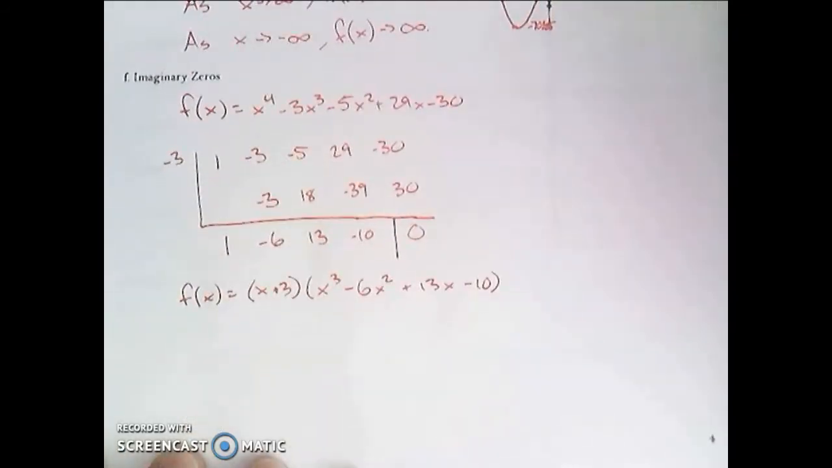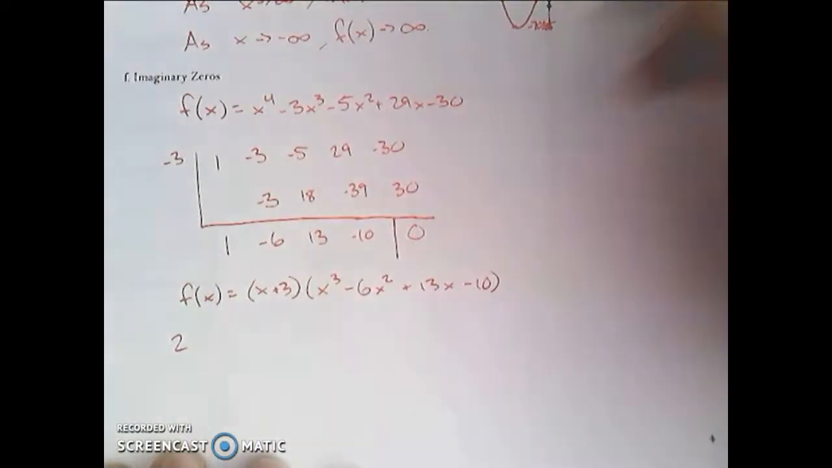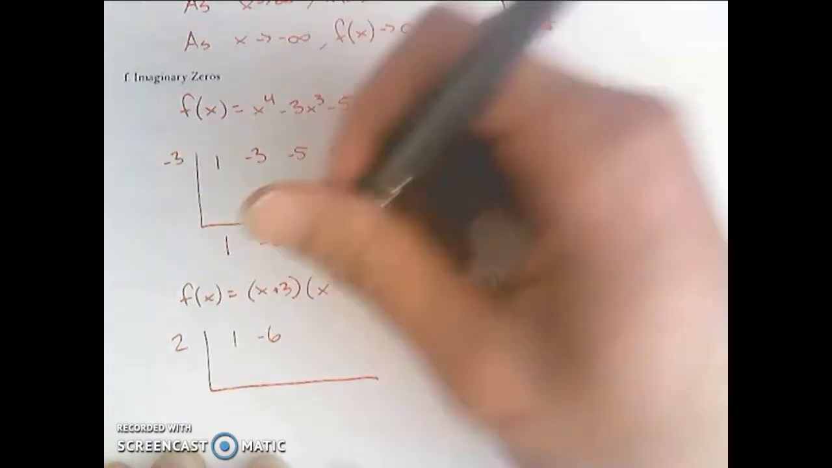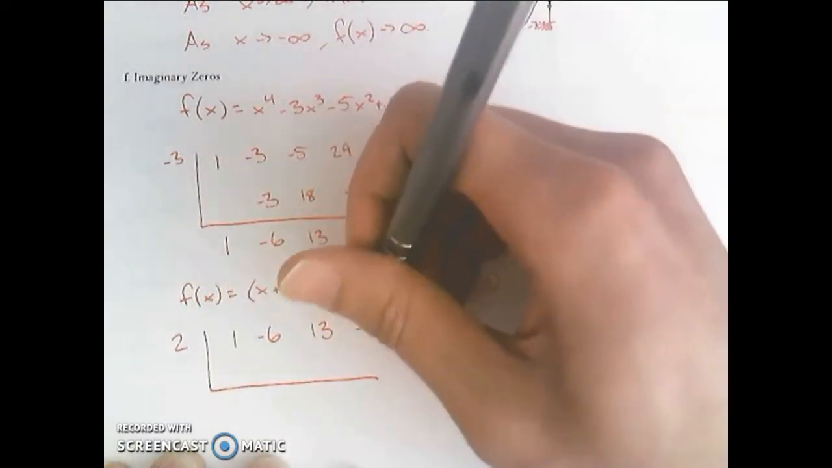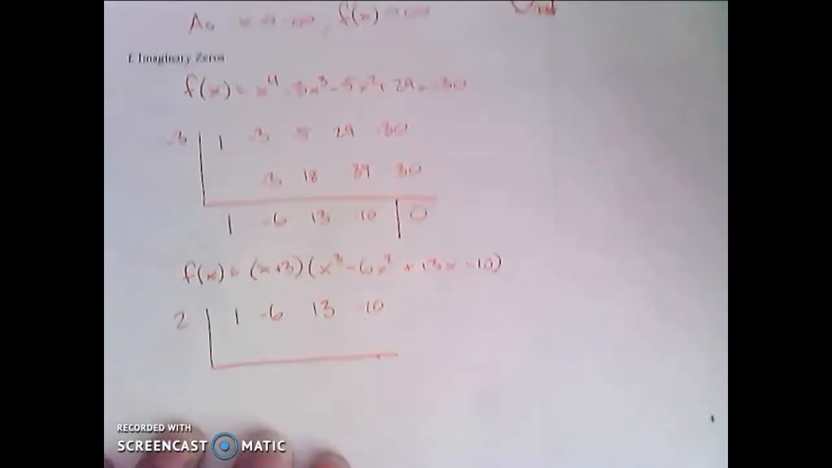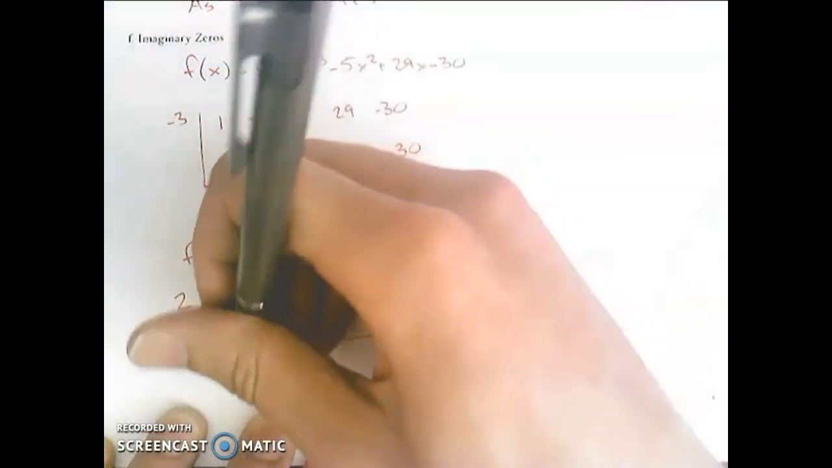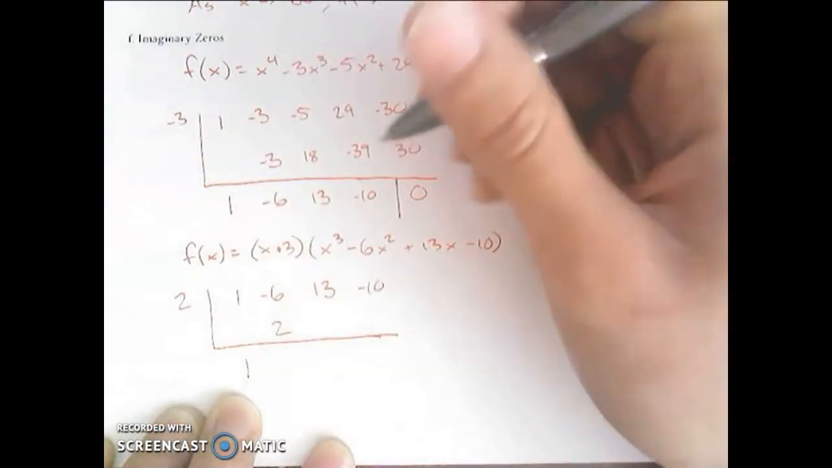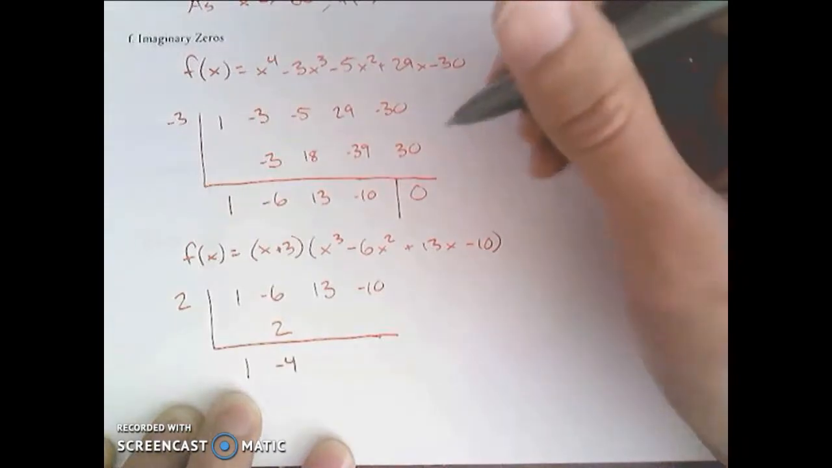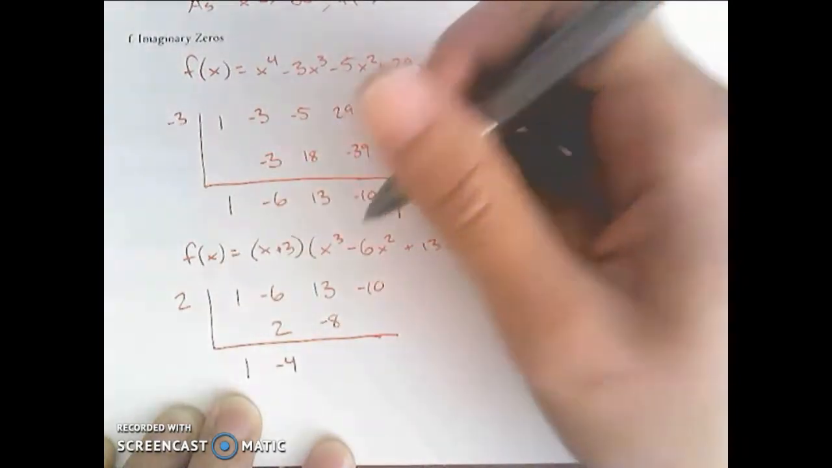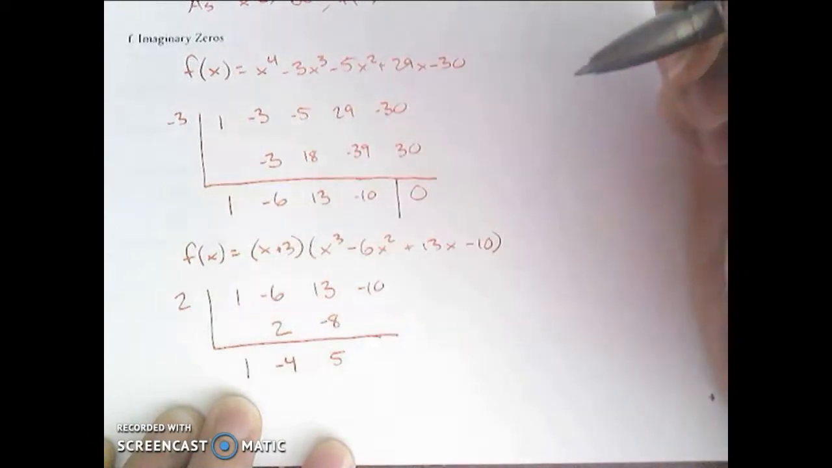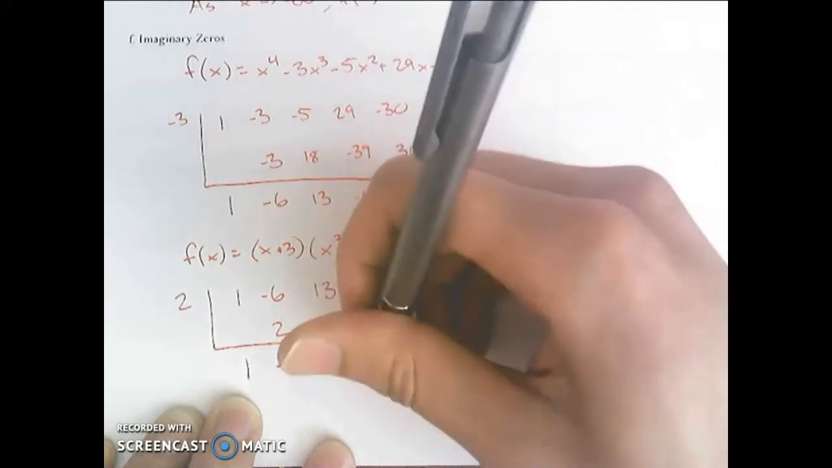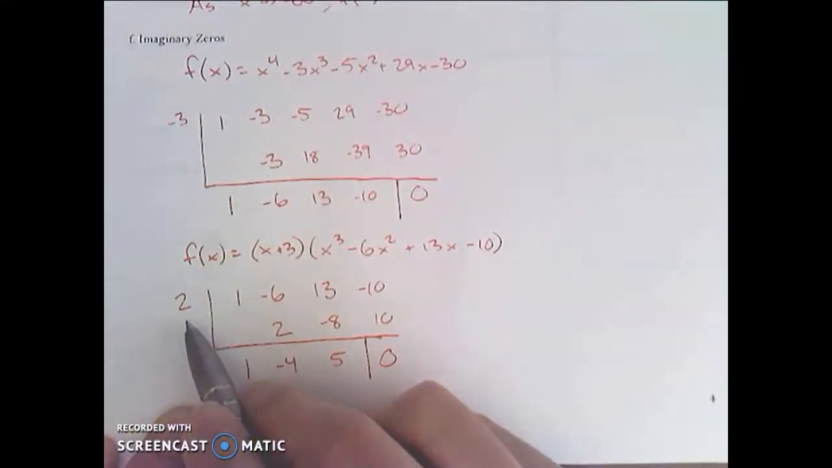We've got another 0. We've got a 0 at positive 2. So at positive 2, we can rewrite these coefficients again. We've got 1, negative 6, 13, and negative 10. And we're going to use synthetic division again to see if we can continue factoring this. So we bring down the 1. 2 times 1 is 2. Negative 6 plus 2 is negative 4. Times 2 is negative 8. 13 plus negative 8 is a positive 5. 2 times positive 5 is positive 10. And negative 10 plus 10 is 0. So this x equals 2 is a 0.